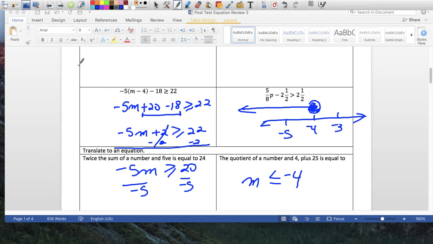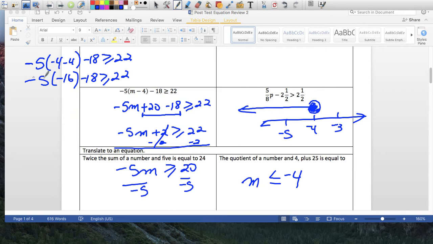Pick negative 4. So negative 5, negative 4, minus 18, greater or equal to 22. Negative 5, negative 16, minus 18, greater or equal to 22. Well, not minus 16, this should be minus 8, sorry. And then negative 5 and negative 8 is positive 40. Minus 18 is greater than 22. And 40 minus 18 is 22, which is greater or equal to 22. Check.